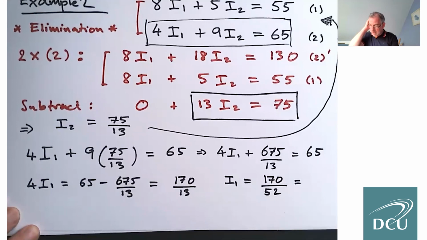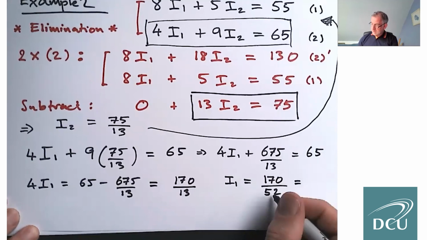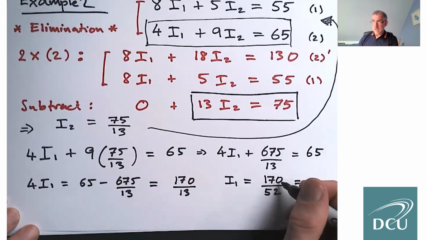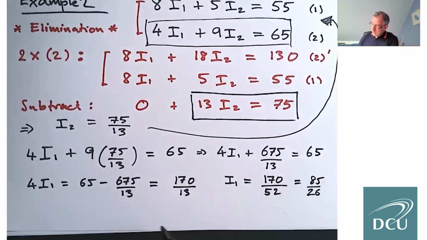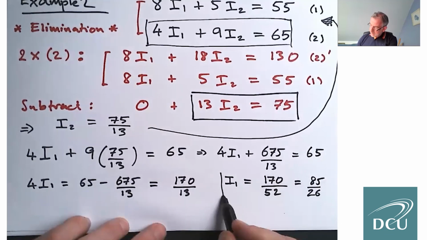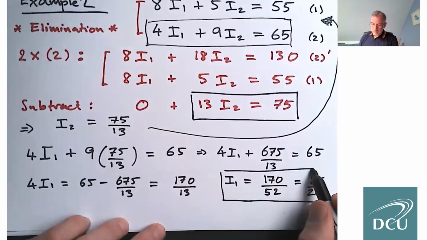Now I have a common denominator there. I can write that as, so that's 2 times 26, and that's 2 times what? That's 2 times 85, I think. So that's 85 over 26. Okay, so I have my numbers for I1 and I2 in the form of fractions here and here.